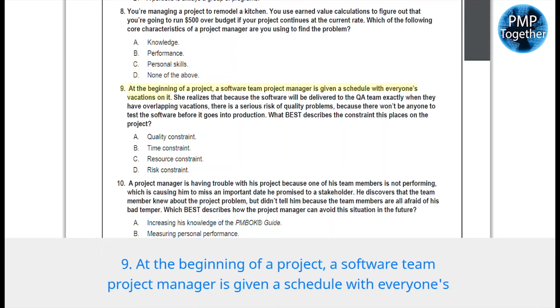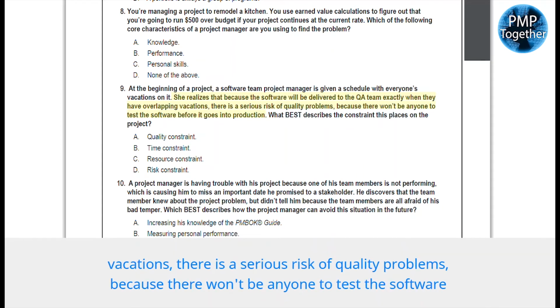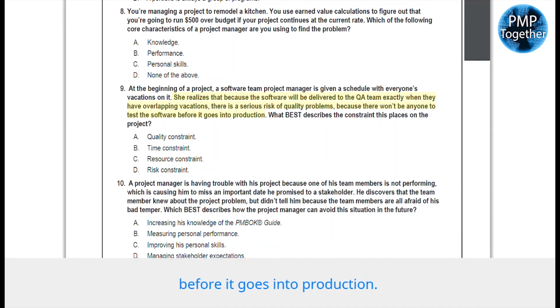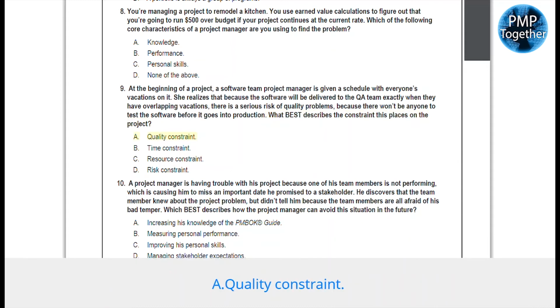9. At the beginning of a project, a software team project manager is given a schedule with everyone's vacations on it. She realizes that because the software will be delivered to the QA team exactly when they have overlapping vacations, there is a serious risk of quality problems, because there won't be anyone to test the software before it goes into production. What best describes the constraint this places on the project? A. Quality constraint. B. Time constraint. C. Resource constraint. D. Risk constraint.